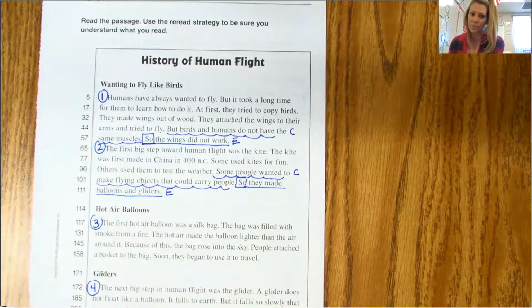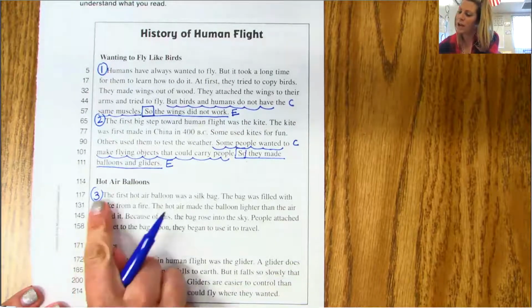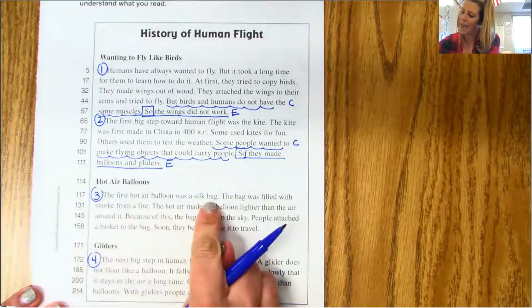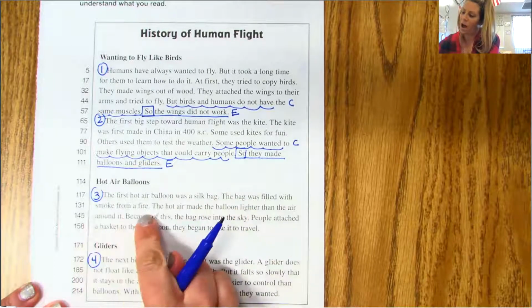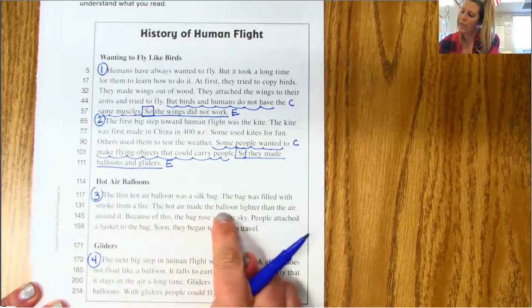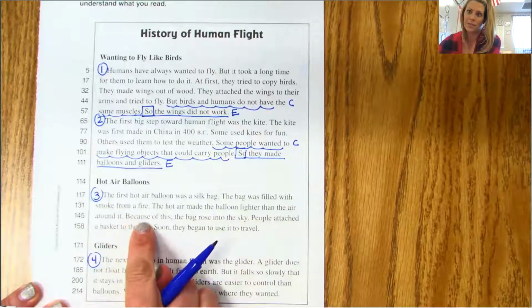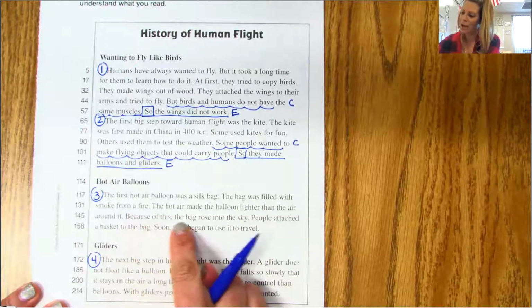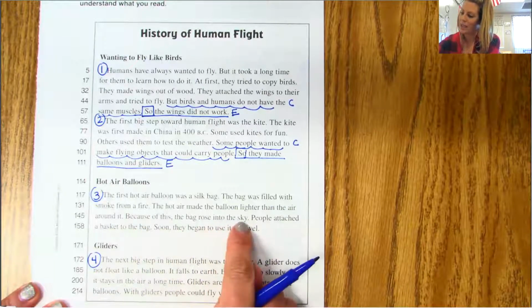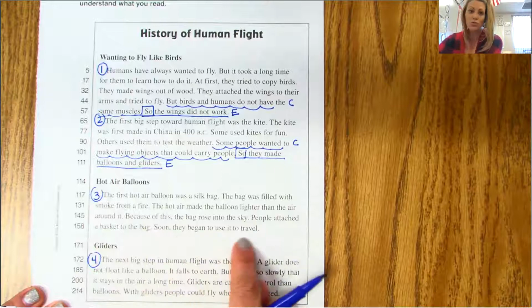That helps, right? Ooh, let's read about hot air balloons. The first hot air balloon was a silk bag. The bag was filled with smoke from a fire. The hot air made the balloon lighter than the air around it. Because of this, is that a cause word? The bag rose into the sky. People attached a basket to the bag. Soon, they began to use it to travel.